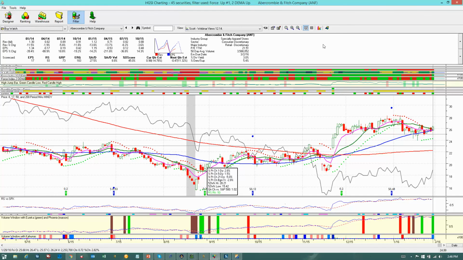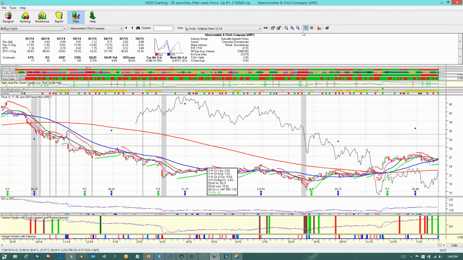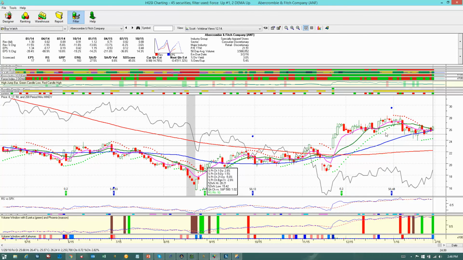Abercrombie and Fitch, one of my retail stocks that looked interesting to me this week. Like many others, been in a serious downtrend. Got above the 50, has retested the 50, had a kahuna on Friday, mobile breakout out of the squeeze. Don't like its earnings per share coming up. Pays a 3% dividend, huge amount of demand. I like ANF.